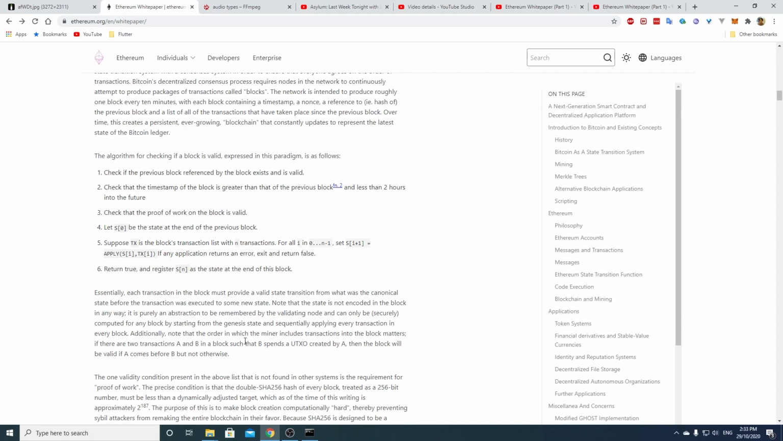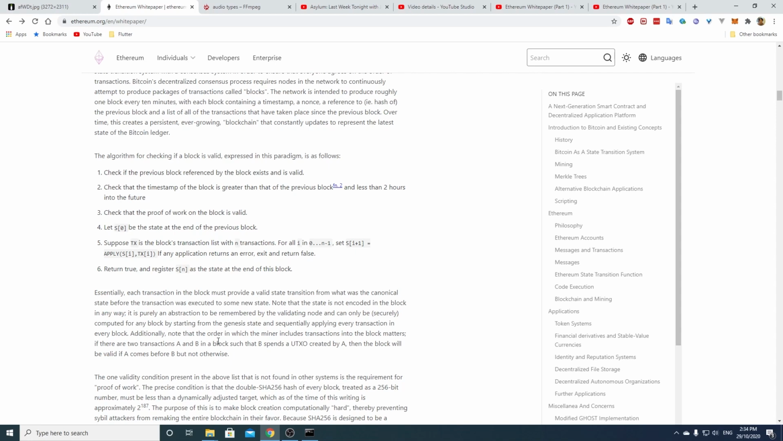Additionally, note that the order in which the miner includes transactions into the block matters. If there are two transactions A and B in the block, such that B spends the UTXO created by A, then the block will be valid if A comes before B, but not otherwise. So there are two things to notice here. Let's start with the second one.